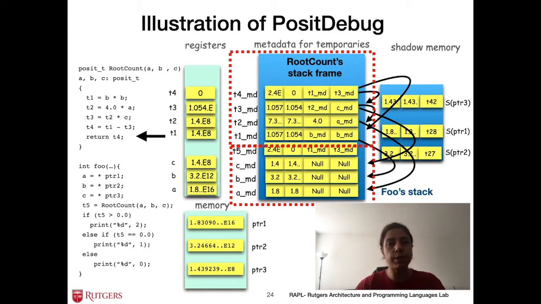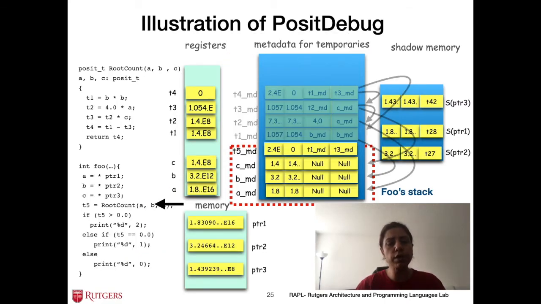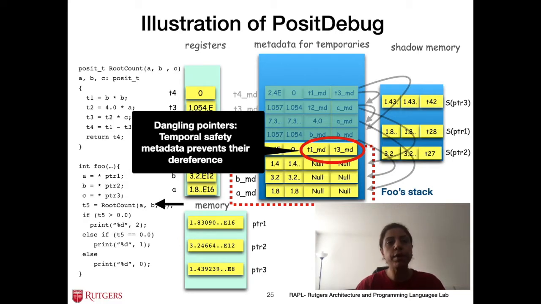Now we return from the root count function, and the root count stack frame is deallocated. At this point, t5 metadata is storing a dangling pointer to t1 and t3's metadata. By checking temporal safety metadata, we can know it is unsafe to access these pointers. Hence, at this point, we won't be able to produce the tag of instructions. The user has to put a breakpoint just before this execution point to produce the tag.